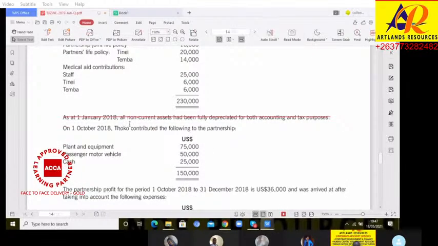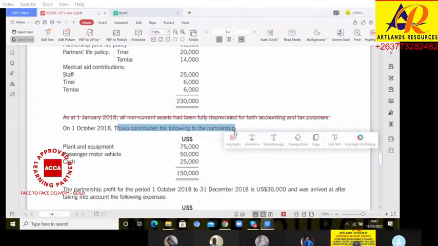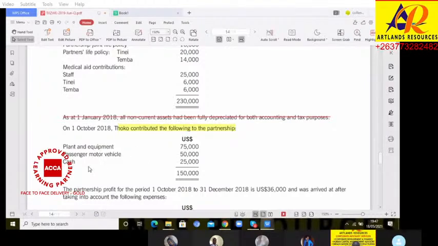And then on 1 October, Toko contributed the following. Toko brought in an asset, plant and equipment, a passenger motor vehicle. For the passenger motor vehicle, the deemed cost is 84,000 for this particular lecture. Since it is above 50,000 and below 80, we claim the allowance accordingly.